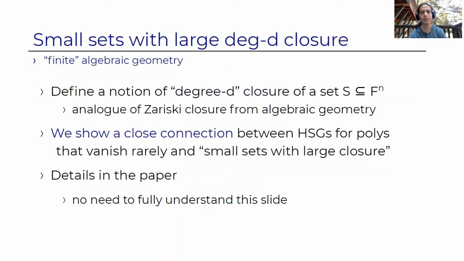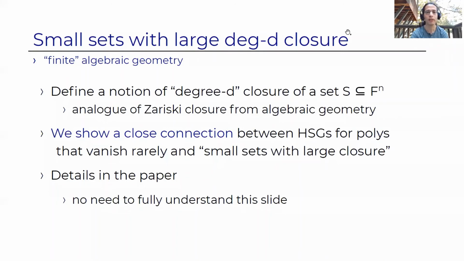And lastly, this is a slide that you don't have to understand, but I do want to mention it. One could define a notion of degree d closure of a subset in F to the n, which is an analog of the Zariski closure from algebraic geometry, but in a finite sense, because this is a finite field. And we show a close connection between hitting set generators for degree d polynomials that vanish rarely and small sets with a large degree d closure with respect to this notion. You can find the details in the paper in case you're curious.